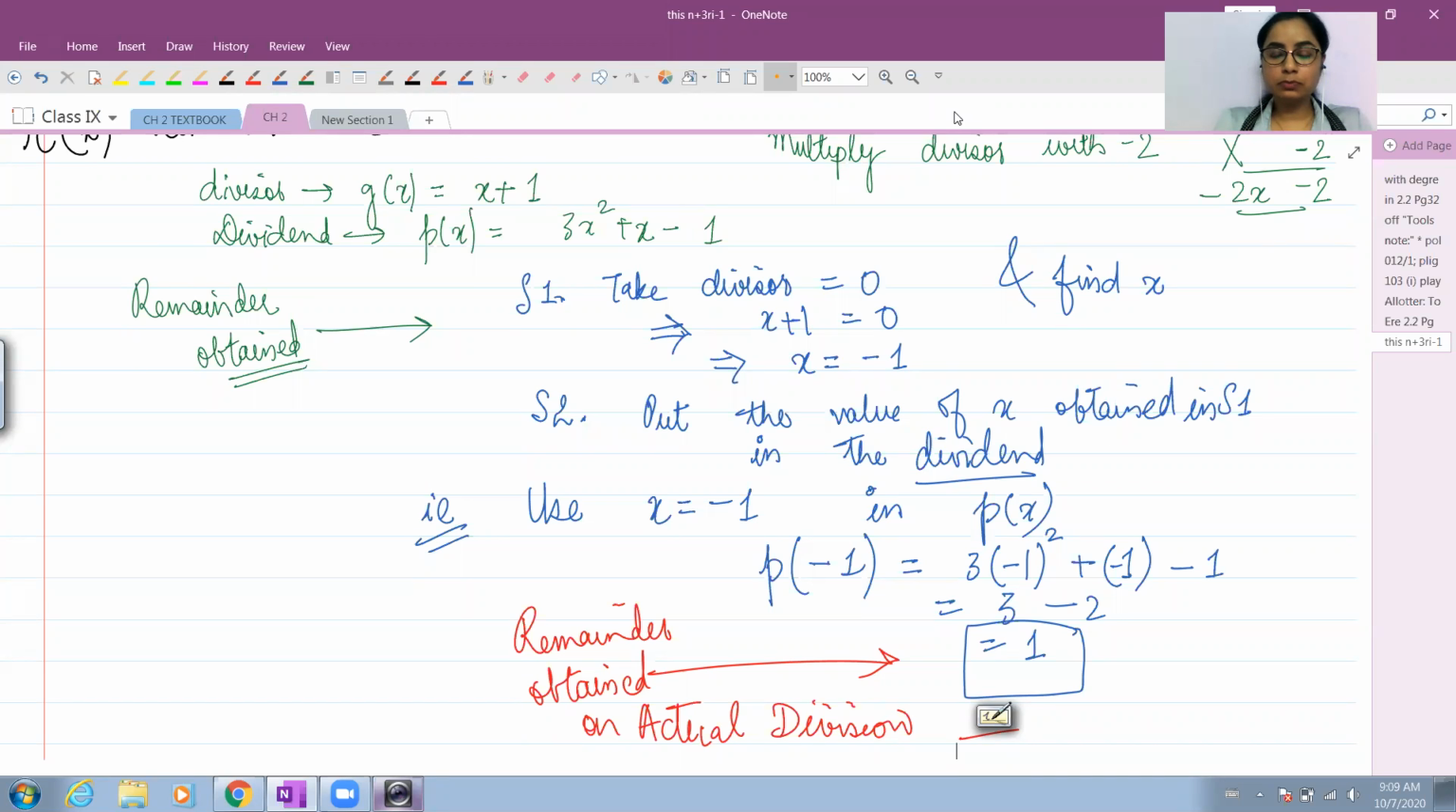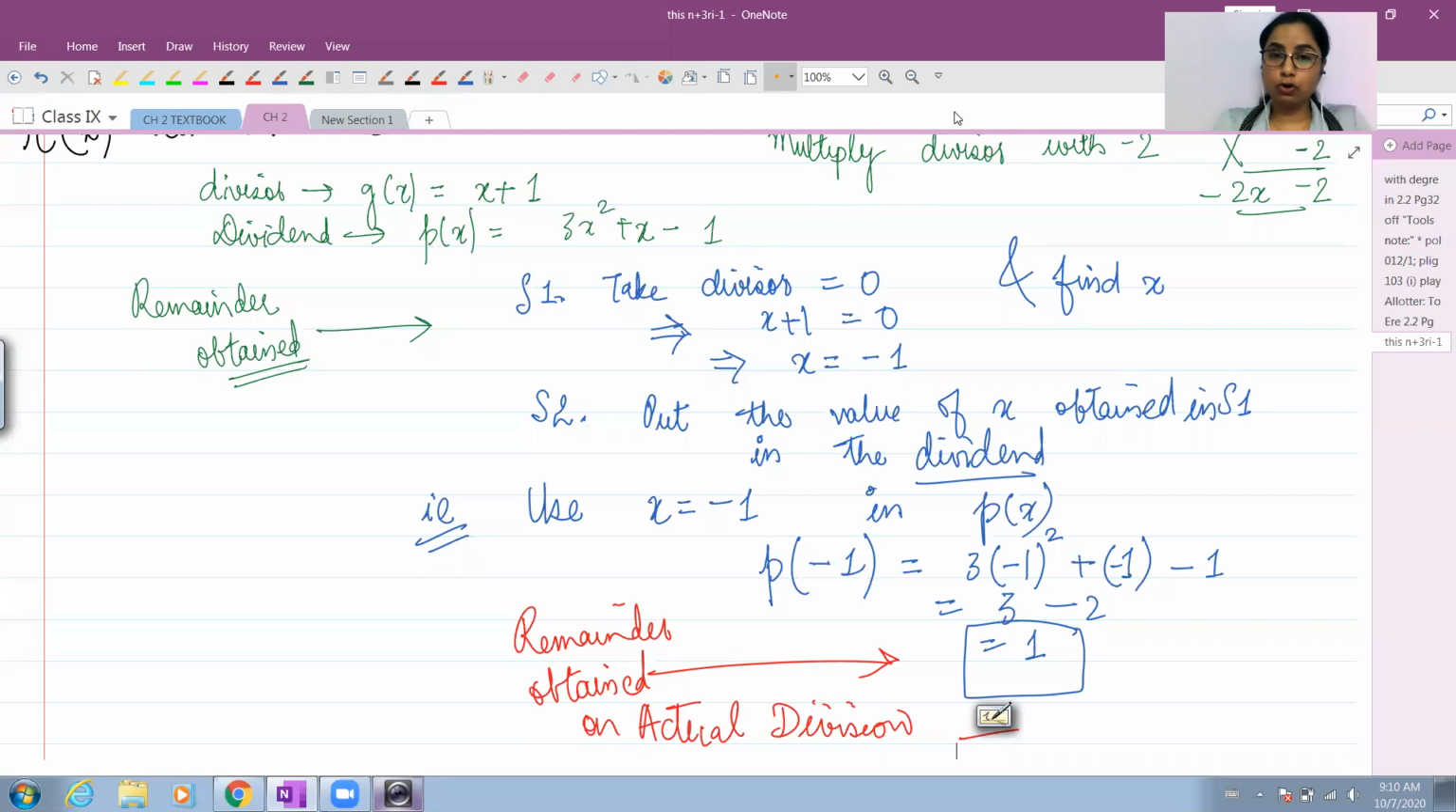First type is where it's indicated in your question that you have to do the division. Second, it's not indicated in the question, but in order to do your question, it's necessary to carry out division. Those are the two options where division will be a must. But the third option is where you can avoid the division, and this is what we are talking about.